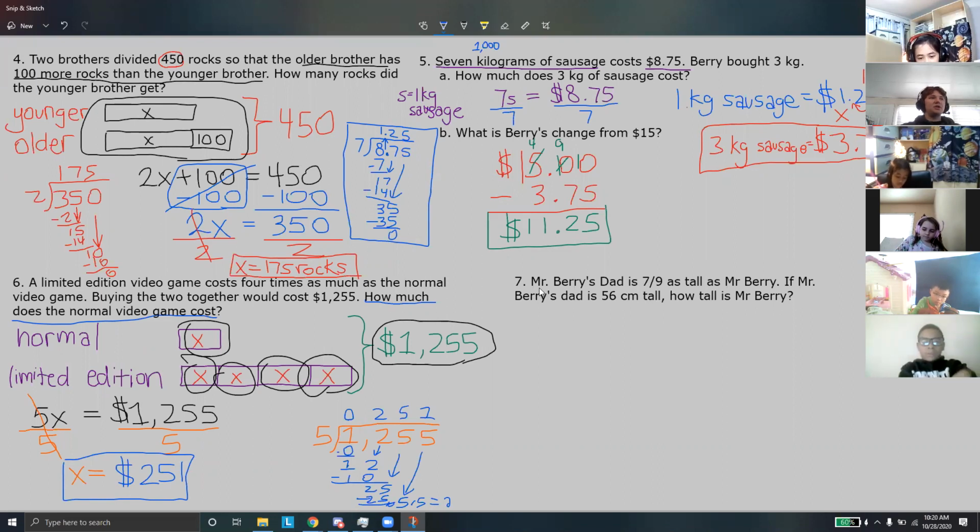So let's do this last question. So we have Mr. Barry's dad is 7/9 as tall as Mr. Barry. If Mr. Barry's dad is 56 centimeters tall, how tall is Mr. Barry? So we have two people. We have Mr. Barry's dad. All right, to make it easier to understand, I'll just write dad. And then we also have Mr. Barry.